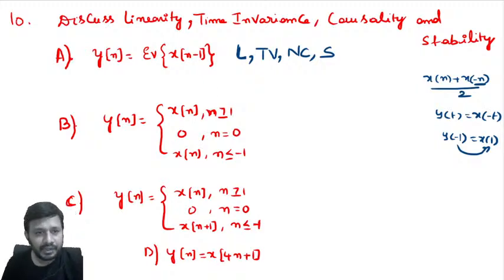Okay. y of n is equal to x of n for n greater than or equal to 1 and is 0 for n is equal to 0, x of n for n less than or equal to -1. Now discuss the linearity, time invariance, causality and stability for the second one, B.